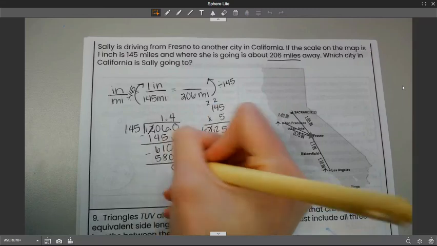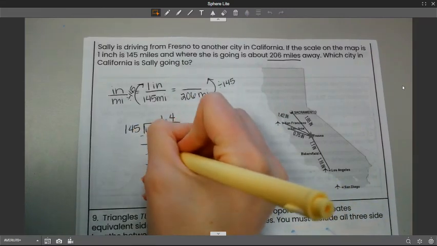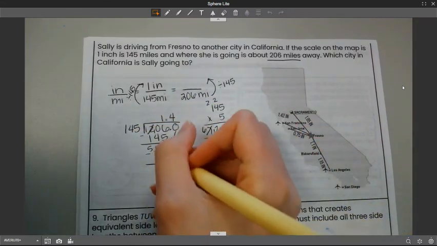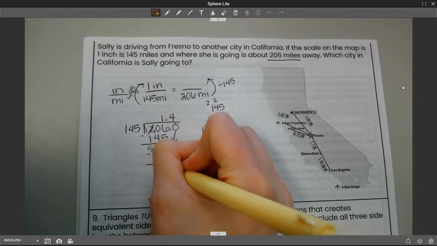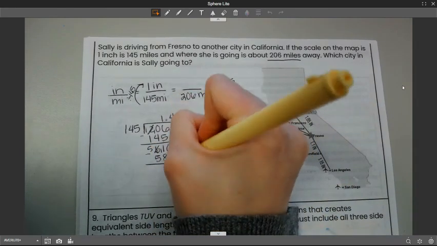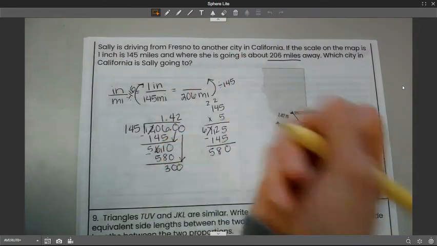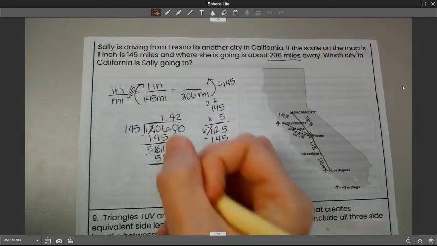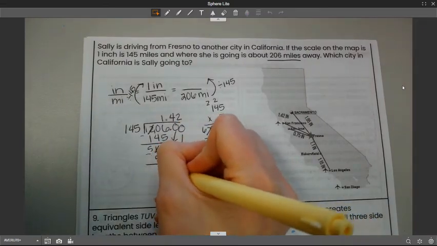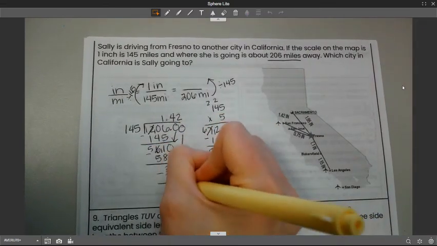Subtract 0 minus 0 is 0. Borrow, this becomes a 5. This is 11. 11 minus 8 gets me 3. If I add another 0 and bring it down, 145 is going to go into 300 about 2 times. So that is going to be 90. Well, that gets me 10.